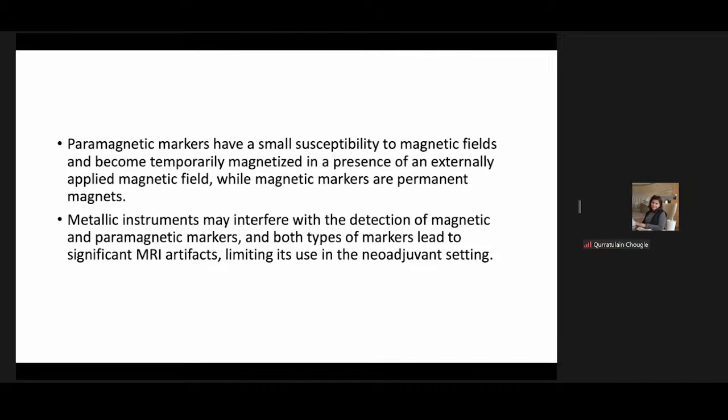Paramagnetic markers have a small susceptibility to magnetic fields and become temporarily magnetized in the presence of an external applied magnetic field, while magnetic markers are always permanent magnets. Metallic instruments often interfere, so we always use plastic retractors. Another factor is that they are not MRI compatible. And in our patients, we use MRI to see the response to disease. When we are giving neoadjuvant chemotherapy, we have an MRI at baseline, a mid-cycle MRI, and then an MRI at the end of the treatment.